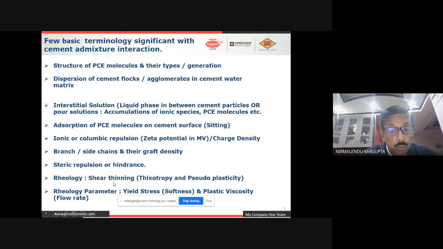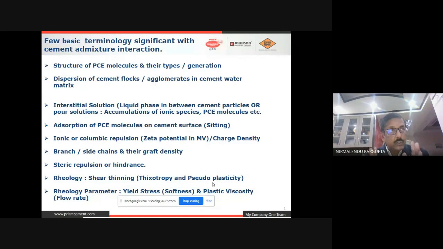And rheology, I already told that it is a shear thinning property, which includes two rheology parameters, which are called thixotropy. Thixotropy comes from concrete, and VMA will give pseudoplasticity. So it is a very, very fine tuning, or you can say fine combination or compromise of pseudoplasticity and thixotropy. Thixotropy is a shear thinning. Pseudoplasticity is also shear thinning.